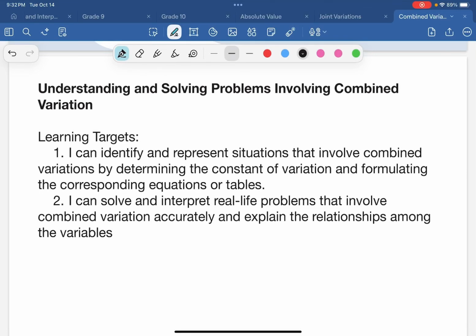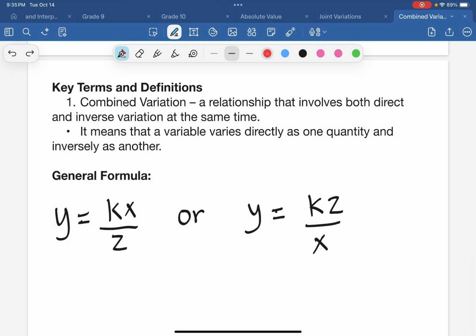Hello, class. For today's lesson, it's about understanding and solving problems involving combined variation. And here are the learning targets. First, I can identify and represent situations that involve combined variations by determining the constant of variation and formulating the corresponding equations or tables. Two, I can solve and interpret real-life problems that involve combined variation accurately and explain the relationships among the variables. To start, let us define combined variation.